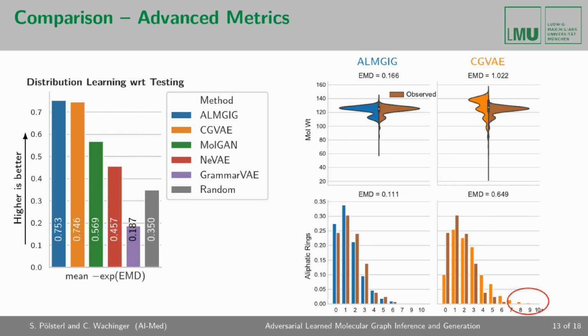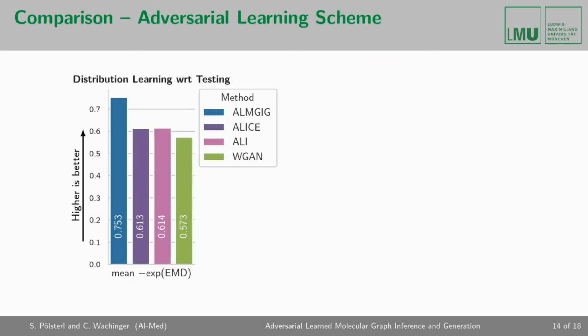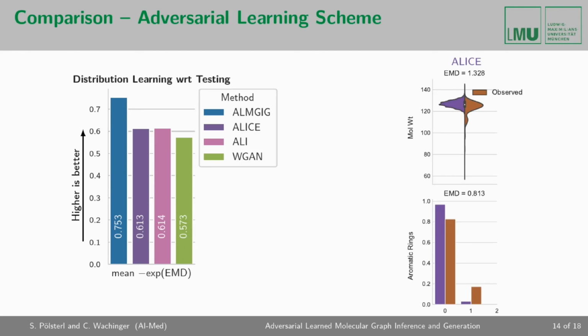Moreover, CGVAE creates molecules with bigger aliphatic rings, as shown in the second row. Finally, if we zoom in on this part here, we can see that there are 2 small modes containing about 2% of molecules. These lighter molecules are better captured by CGVAE. Moving on to the different adversarial learning schemes. Here, we compare the same architecture trained by playing different adversarial games. The results show that AMG with its 3 discriminators is clearly superior to the other schemes.